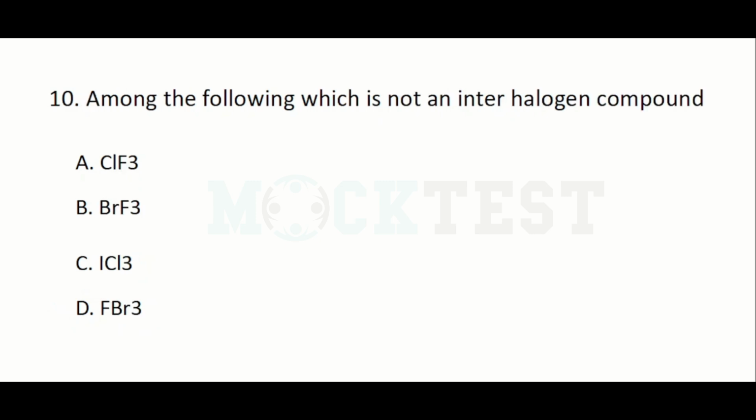Among the following, which is not an interhalogen compound? Option A ClF3, option B BrF3, option C ICl3, option D FBr3. The answer is FBr3.